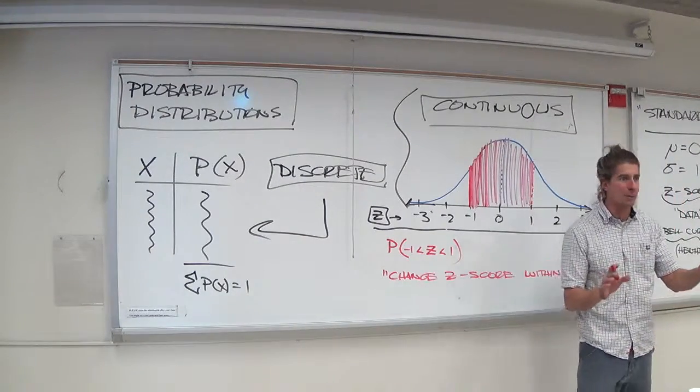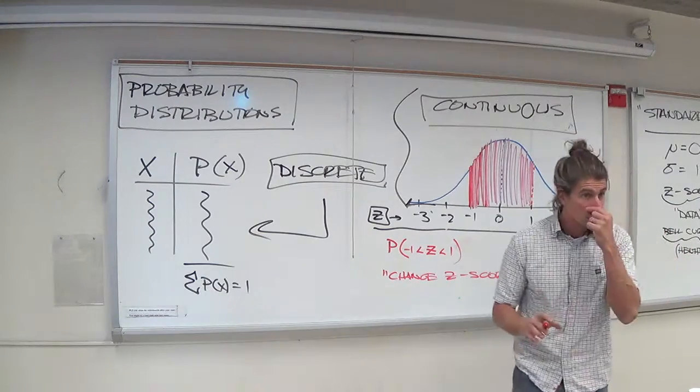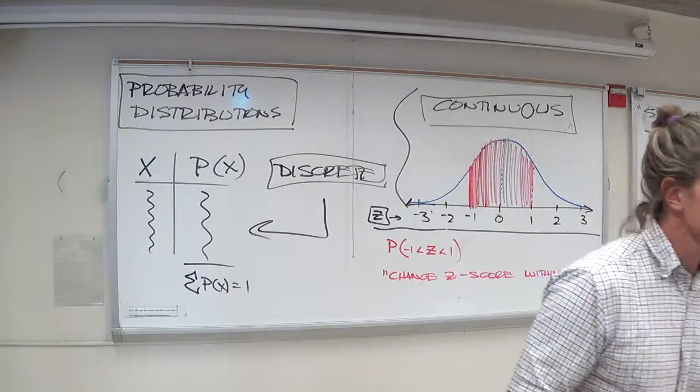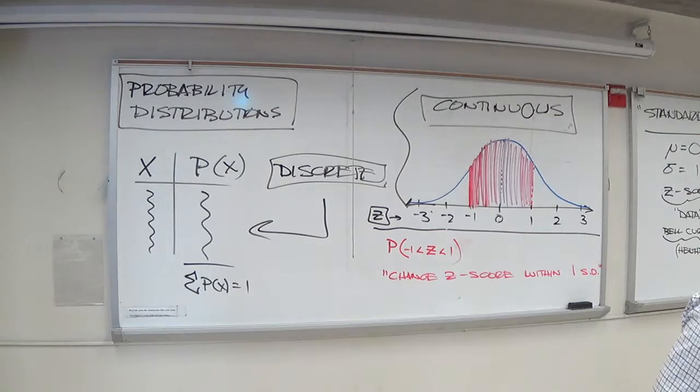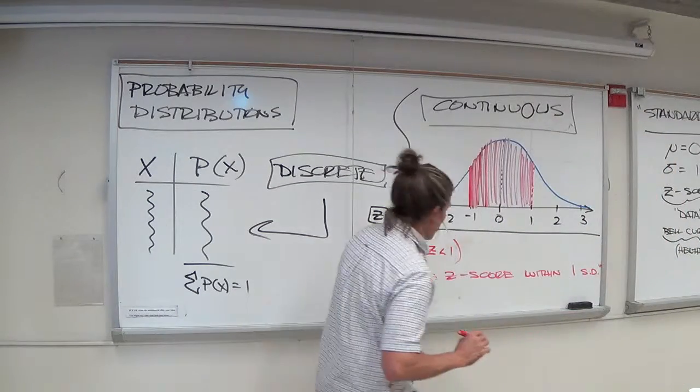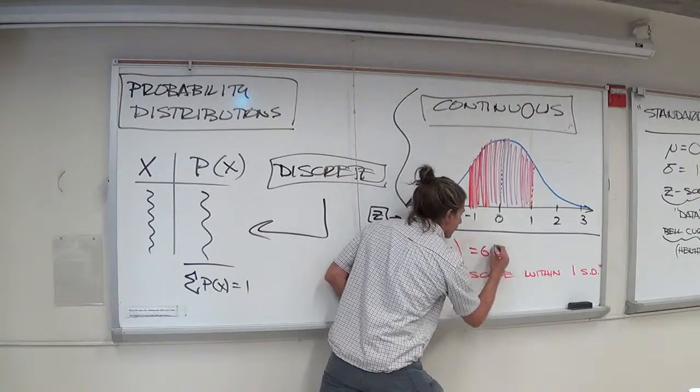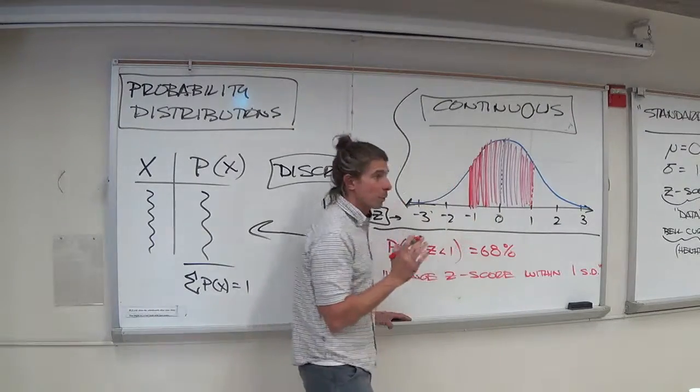I saw a hand go a couple seconds ago. Who was it? Ron, it was you. Go. Oh, yeah, in like 2 minutes, yes. So you know this is 68%, right? You know it's 0.68.